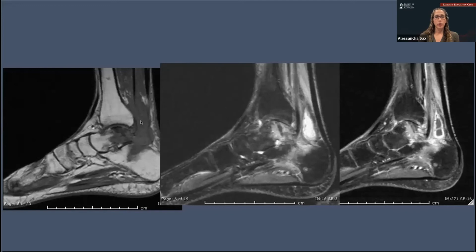I'm trying to go quickly through these because we're running out of time. Here we can see that there is infiltration of the normal Kager's fat, marrow replacement, and edema spanning the subtalar joint. And we can see fluid within Kager's fat, again, edema spanning the subtalar joint, and this fluid and infiltration demonstrates some rim enhancement. So this is a soft tissue abscess and then adjacent osteomyelitis.